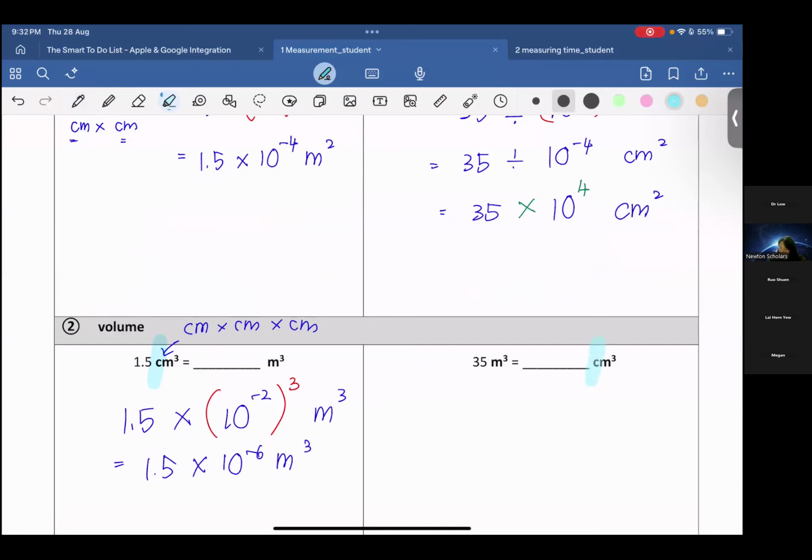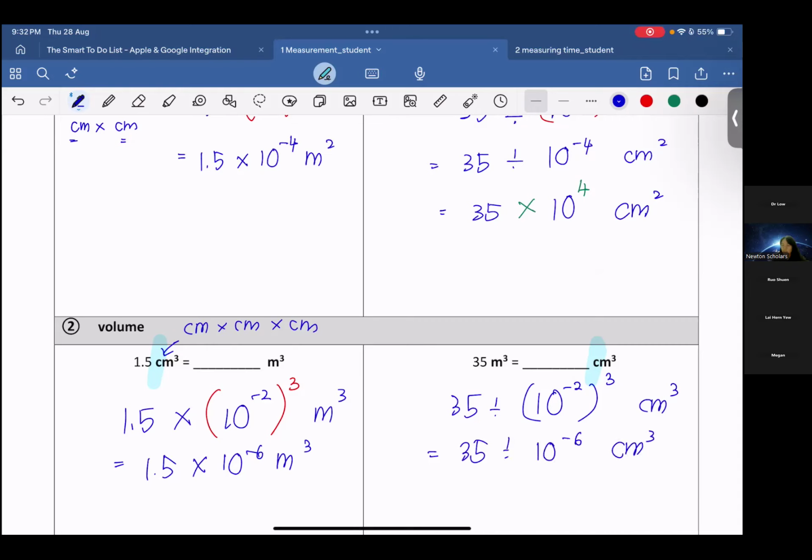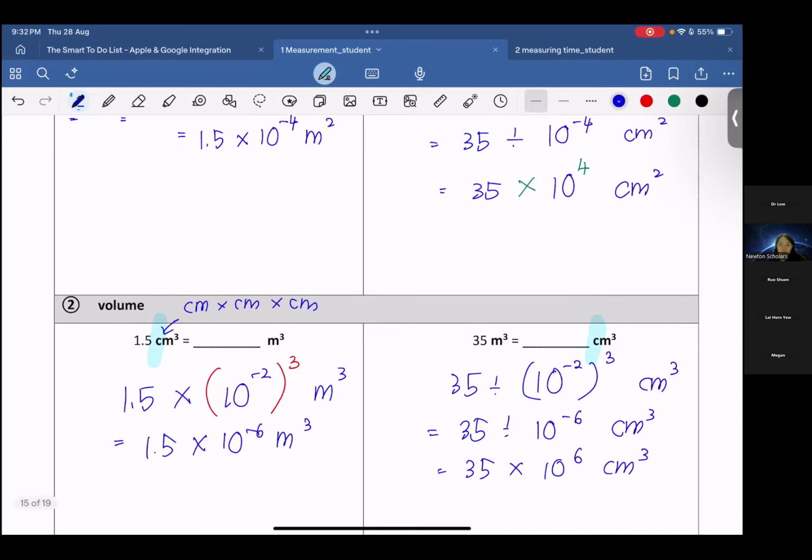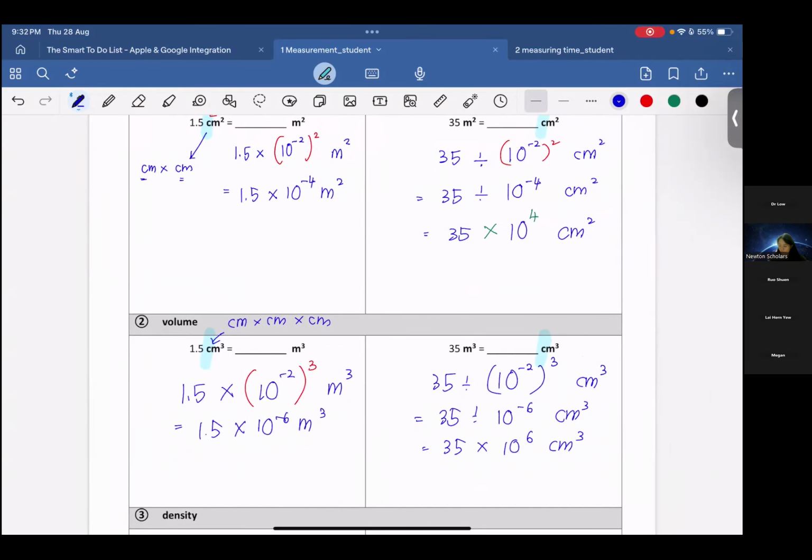So for this one, the prefix is at the back, so non-prefix to prefix uses divide. 35 divided by 10 power of negative 2. Don't forget to cube it, cm cube. So 35 divided by 10 power of negative 6 cm cube. Negative 2, then 3 times, okay? So you'll get 35 times 10 power of 6 cm cube. Exactly the same as just now. Now I only need to cube it. Just now it was square, now it's cube.